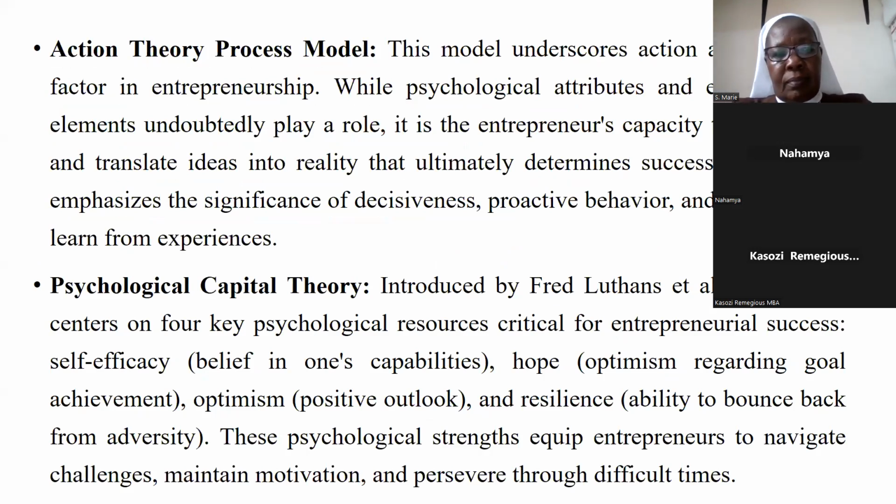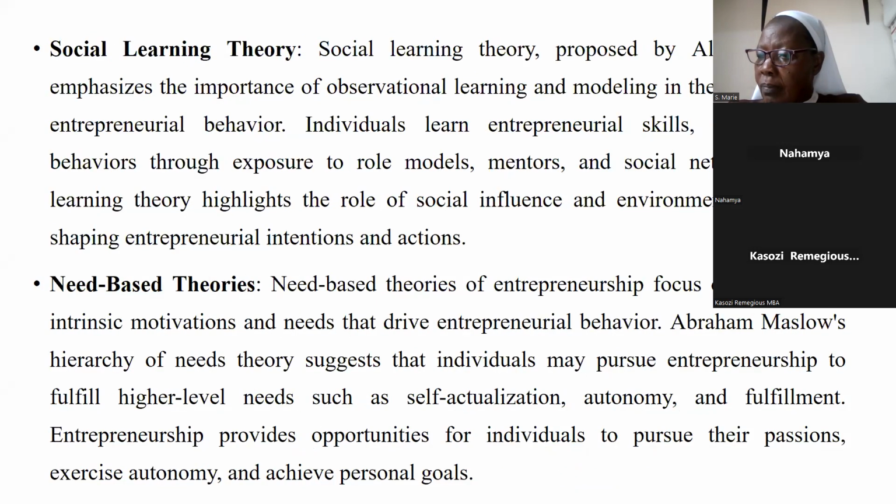Then psychological capital theory by Fred Luthans. This theory centers on 4 key psychological resources critical for entrepreneurial success. An entrepreneur, to be successful, needs to have self-efficacy, hope, optimism, and resiliency. Another is social learning theory, proposed by Albert Bandura, which emphasizes the importance of observational learning and modeling in the acquisition of entrepreneurial behavior. Individuals learn entrepreneurial skills, attitudes, and behaviors through exposure to role models, mentors, and social networks.